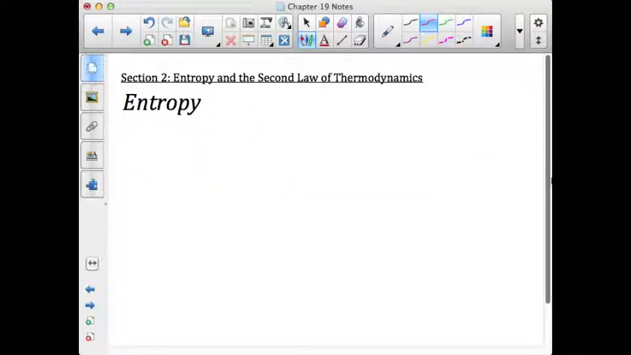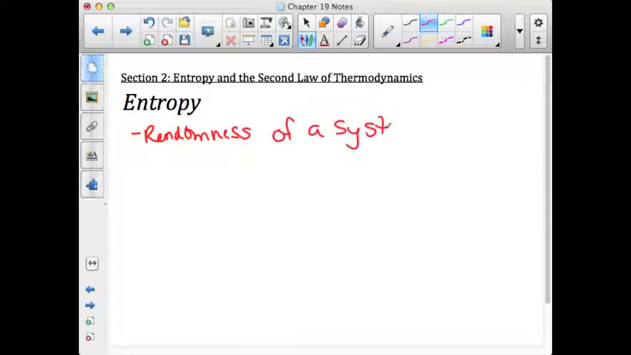Entropy. Entropy is associated with the randomness of a system. There are much better definitions for entropy, but I don't get into them. Randomness of a system. It's the extent to which energy is distributed or dispersed.